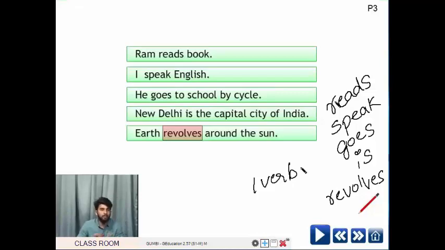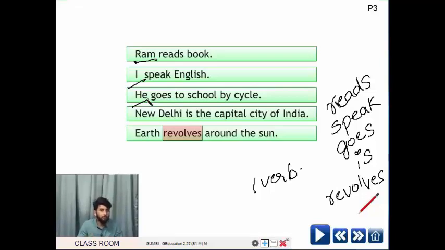Just observe the sentences again. Ram reads book. Which is the subject here? Ram. I speak English. Which is the subject here in this sentence? I. Very good. And the next sentence: He goes to school by cycle. Yes, very good. He.